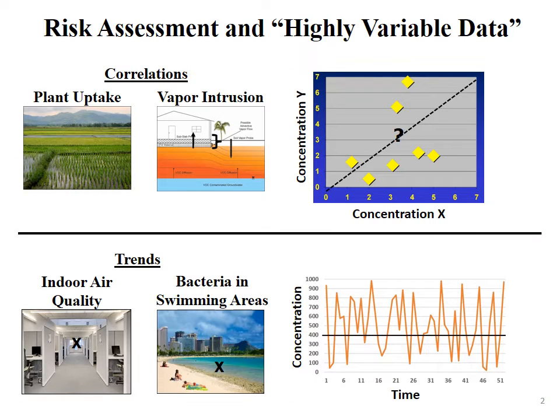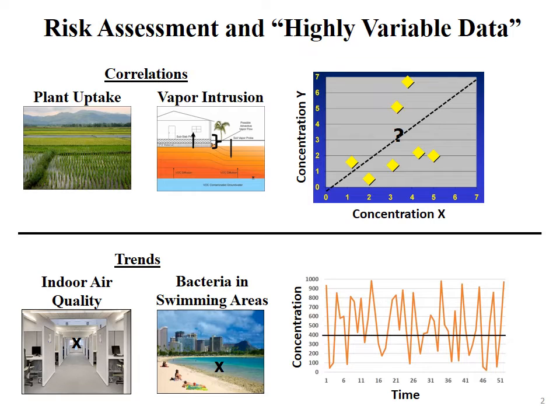A common problem in risk assessments and with environmental data is highly variable data. For example, we might be looking at the correlation of contaminants in soil and uptake into produce, where we're comparing one concentration to another and looking for trends. Another example is vapor intrusion, where we might collect samples of soil vapors under slabs and compare that to indoor air concentrations and try to calculate an attenuation factor, predict impacts to indoor air.